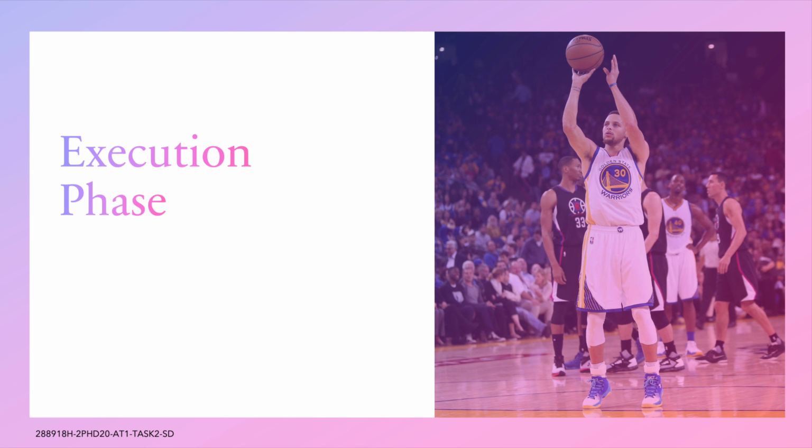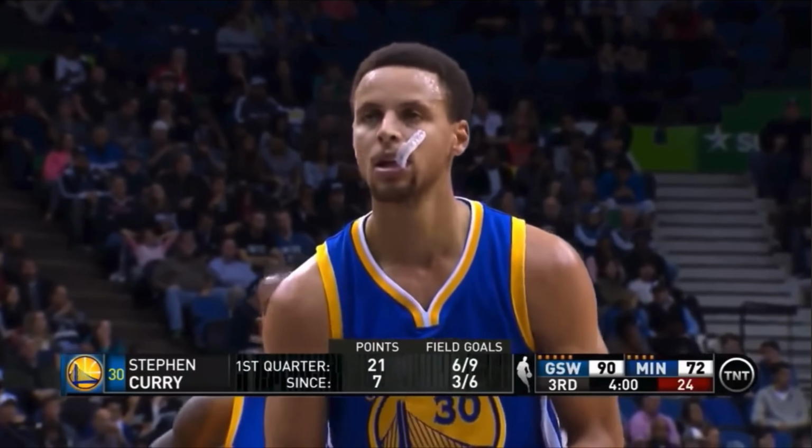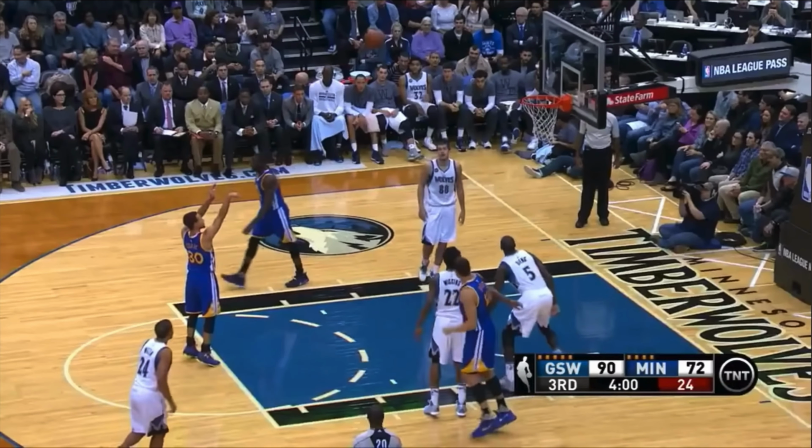The execution phase of a basketball free throw involves a series of coordinated movements performed by the shooter to successfully release the ball into the hoop. Isotonic submaximal force is delivered during the execution phase as the athlete needs the optimal amount of transmitted force and momentum to achieve accuracy. Newton's first law states that if a basketball is at rest, it will remain at rest unless acted on by an external force.